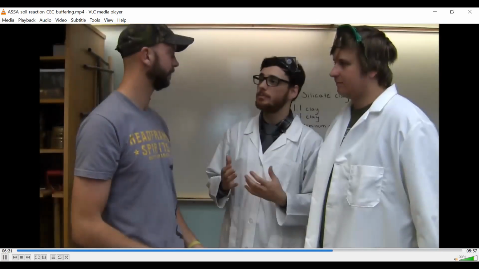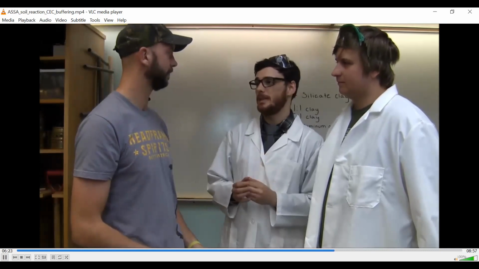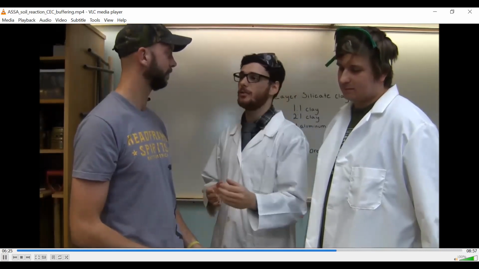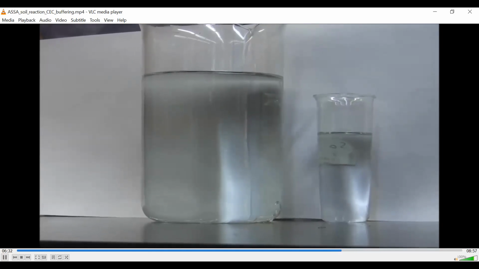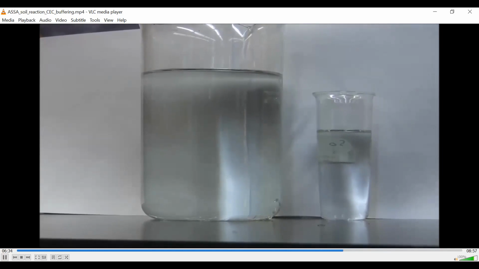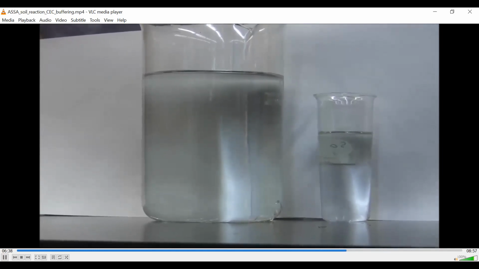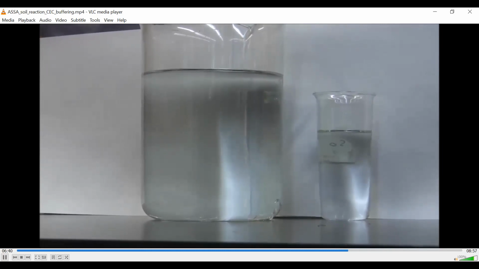Buffering is a soil's ability to resist change of pH. And we're going to show you that using these beakers as an example. In this example, we have two different sized beakers, with the larger beaker representing more charged sites and a larger cation exchange capacity, and the smaller beaker representing less charged sites, or a smaller cation exchange capacity.